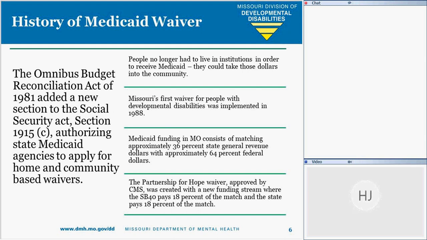So what this section means is that people no longer had to live in institutions such as ICFIDs or maybe psychiatric hospitals. We can take that Medicaid funding out into the community and provide services. The first waiver for people with developmental disabilities was implemented in 1988.